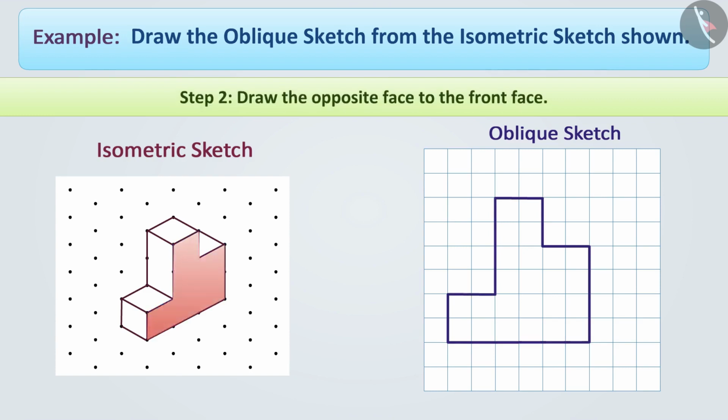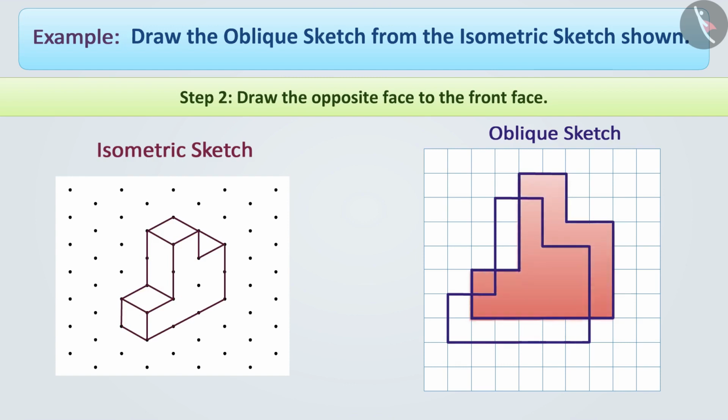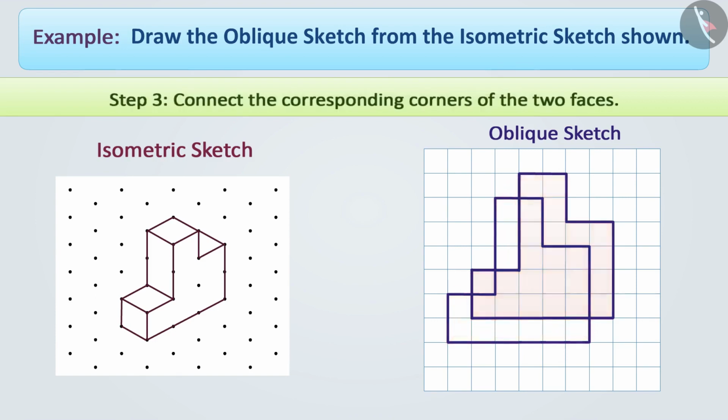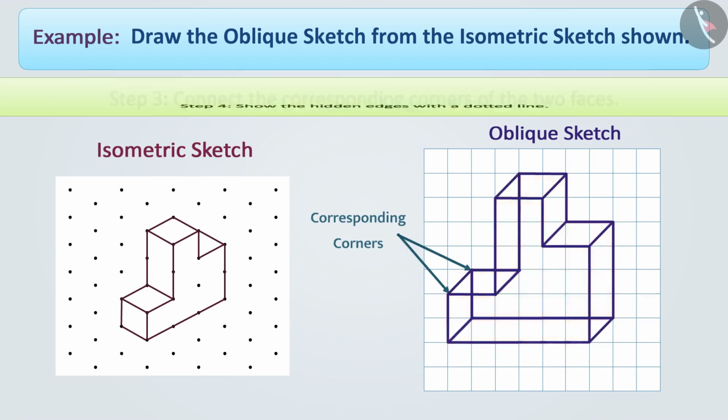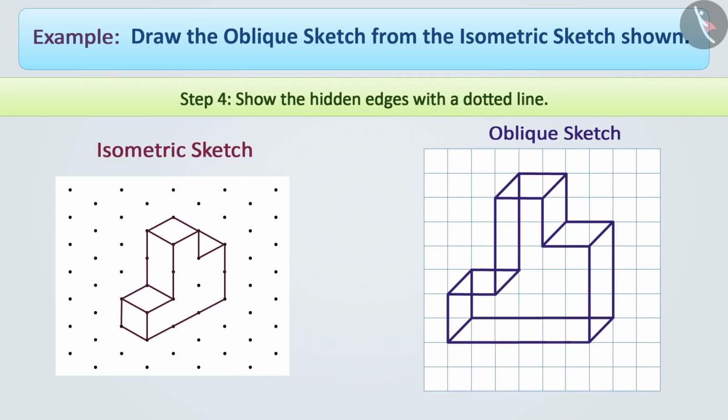Step 2. Now we will draw the opposite face to the front face. We will draw this face in such a way that its size is equal to the front face, but it is slightly shifted as compared to the front face. Step 3. After this, we will connect the corresponding corners of the two faces. Step 4. Now we will show the hidden edges with a dotted line. Here we have drawn the oblique sketch from the isometric sketch shown.